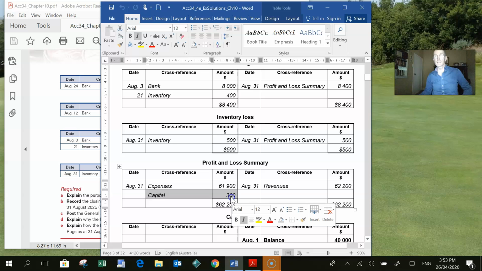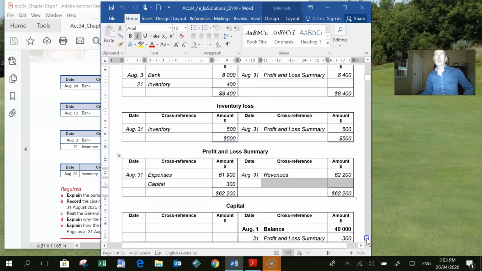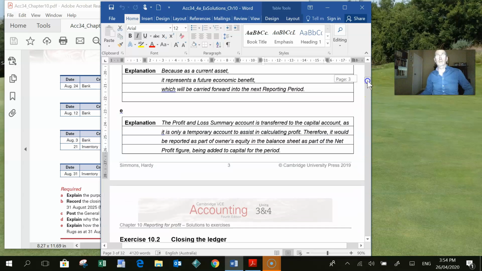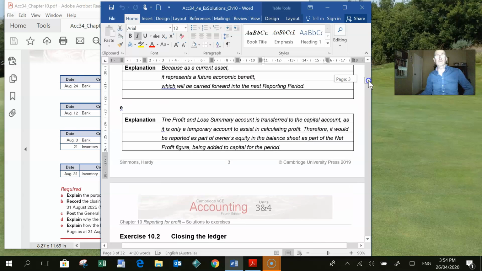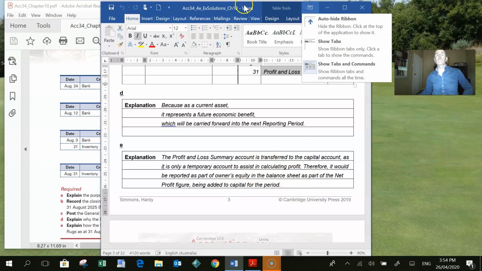If it's on this side, it means the capital account is going to get a credit, so therefore it's a profit. If it happened to be in here, it would mean that the capital account is going to get a debit, which would be a loss. In the capital ledger, you write profit and loss summary, if indeed we've made a profit. Gone through the theory. The profit and loss summary account is transferred to the capital account. I thought they might have given you a balance sheet, but it goes to the owner's equity section in the balance sheet.